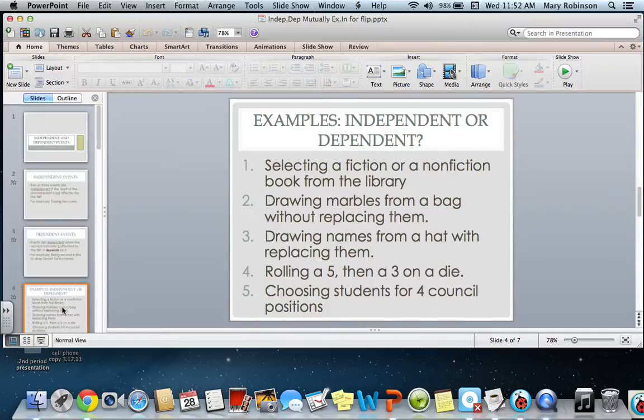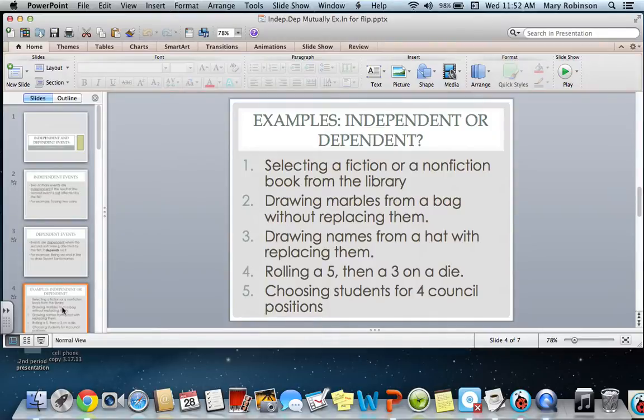If you were to put the marble back in the bag after the first pick, you have the same probability of choosing any marble as you did the first pick. But without replacing it, the chances of picking a marble depend on what was picked first. Number 3, drawing names from a hat with replacing them is independent. The key words to recognize here are with replacement. You have the same chances of drawing the name the second or subsequent times as you do the first, since you are putting the names back. This defines an independent set of events.